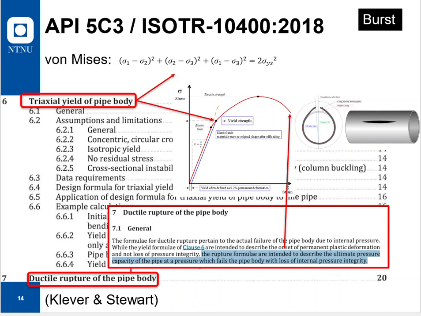Clever and Stewart are the guys behind this formula. Clever being the same person who is involved with the modern calculation techniques of collapse.